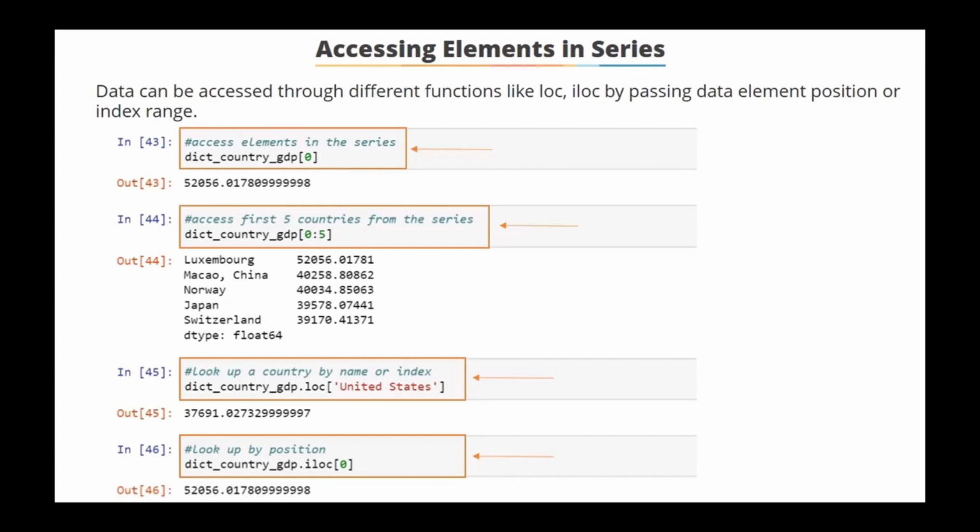So always remember, last is always -1. For example, if you want to see up to the 6th element, you can mention 2 to 7. So you will always get up to the 6th element. So I can mention from 2 to 3. So I would get Macau, China, and Norway and Japan.